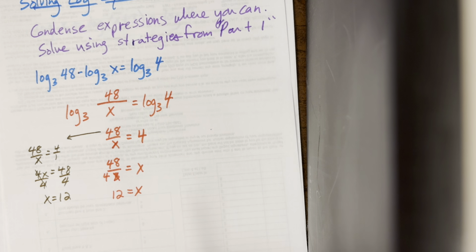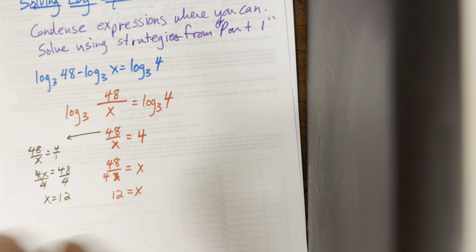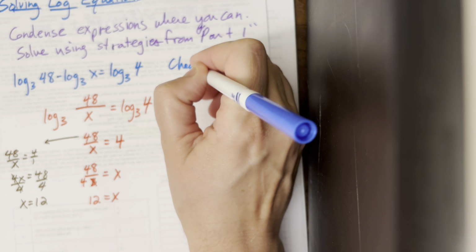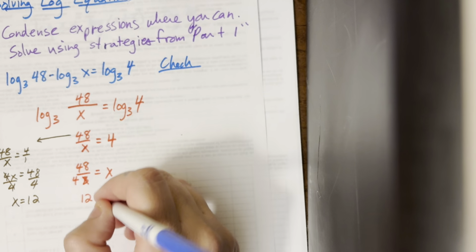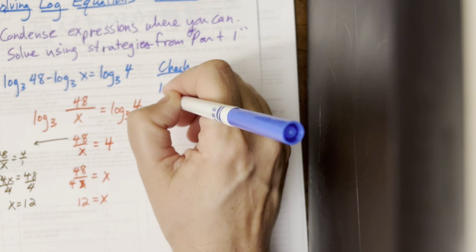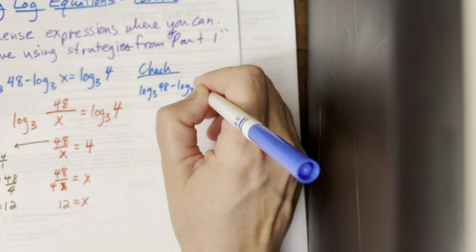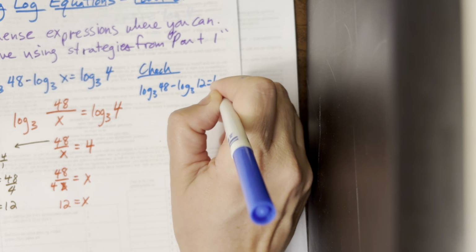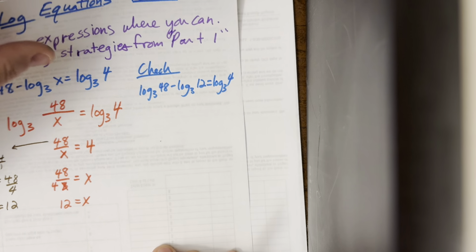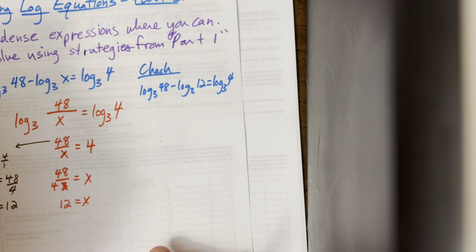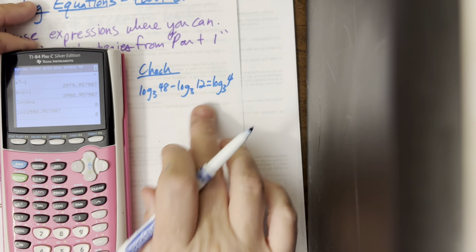So switcheroo. We also do have to check this because it's a log equation. So we're going to throw our x value of 12 in here. So we have log base 3 of 48 minus log base 3 of 12, and that should equal log base 3 of 4. Okay, let's see what this is going to give us.